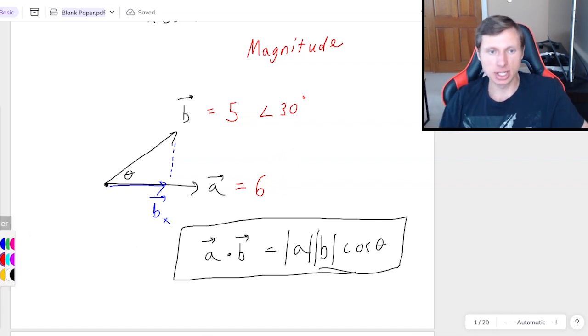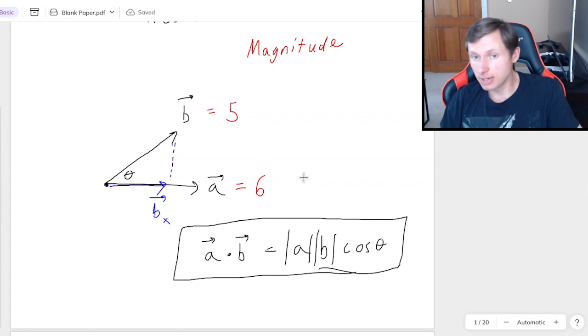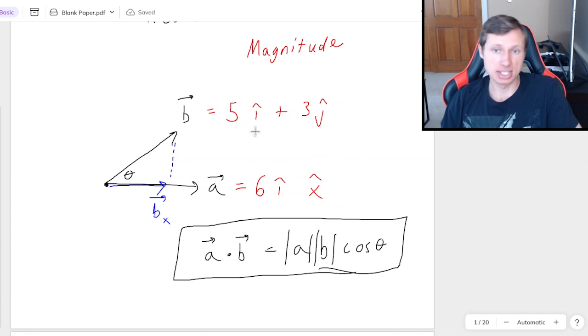Another representation they can do is, instead of giving an angle, they can say, for instance, 6 i hat or x hat, depending on who your professor is. They both mean the same thing. It's 6 in the positive x direction. And then 5, maybe let's say it's 5 i hat plus 3 j hat or something, where i hat represents the positive x direction, j hat represents the positive y direction.